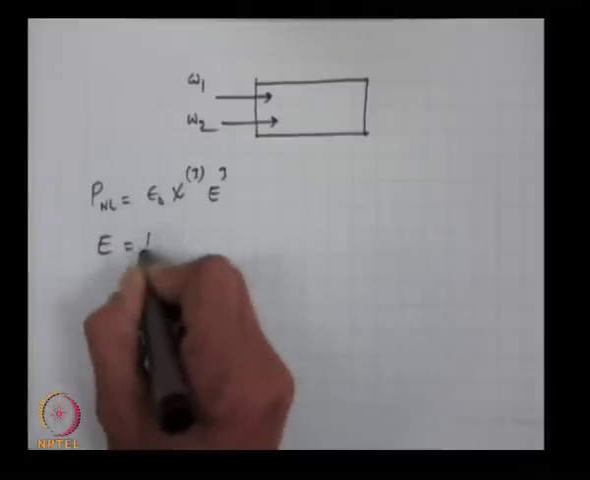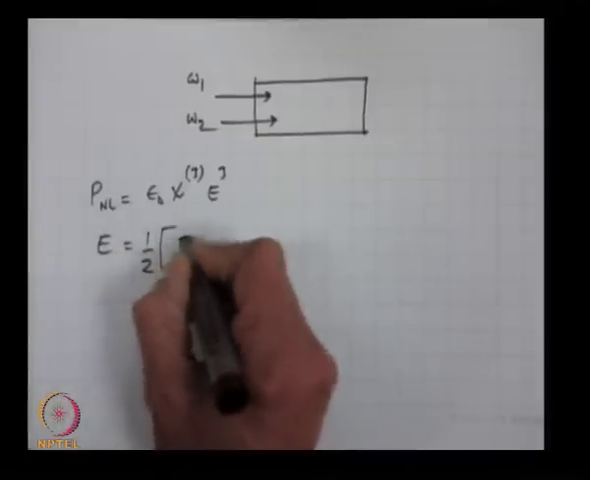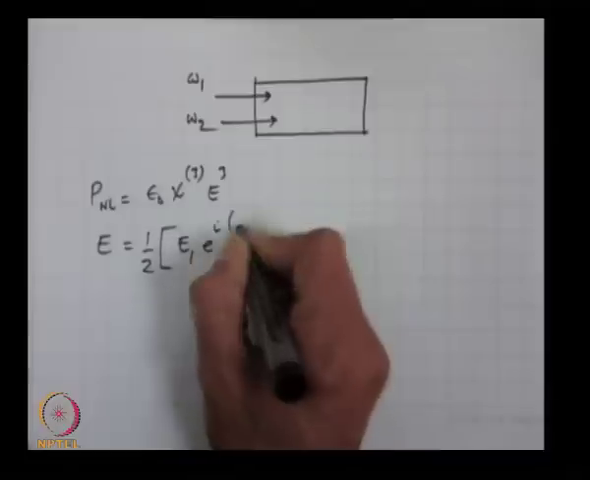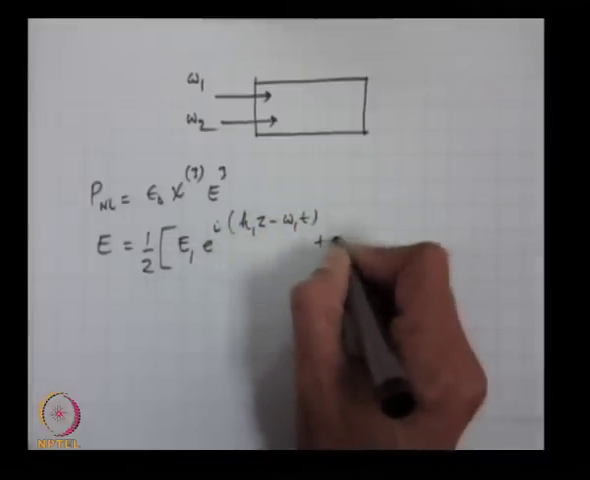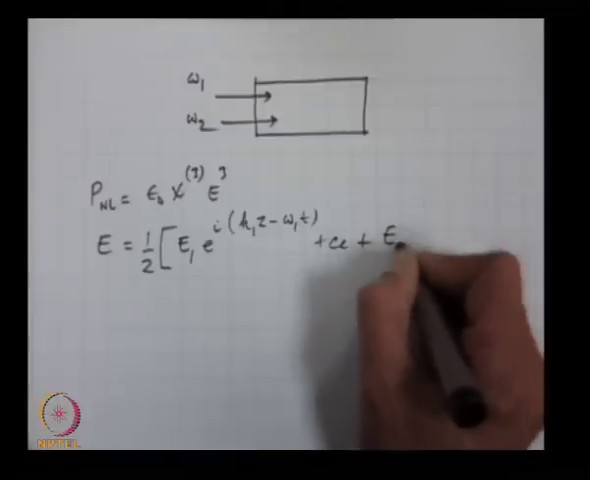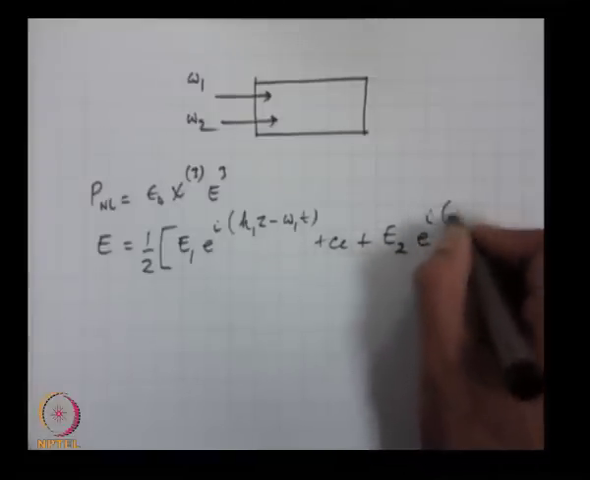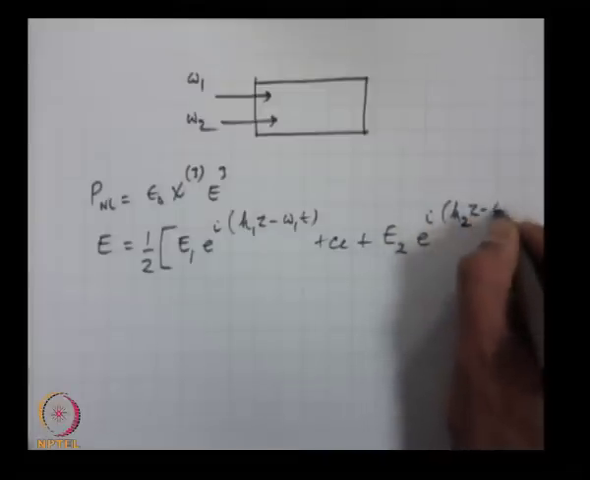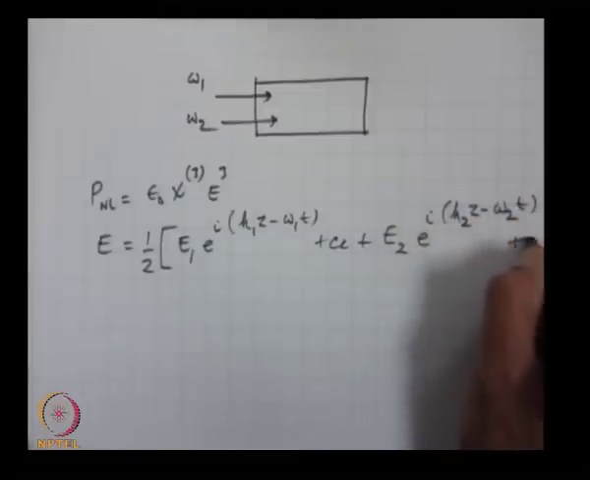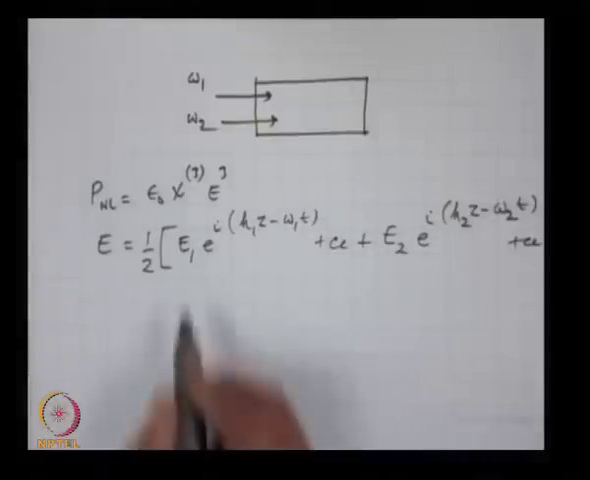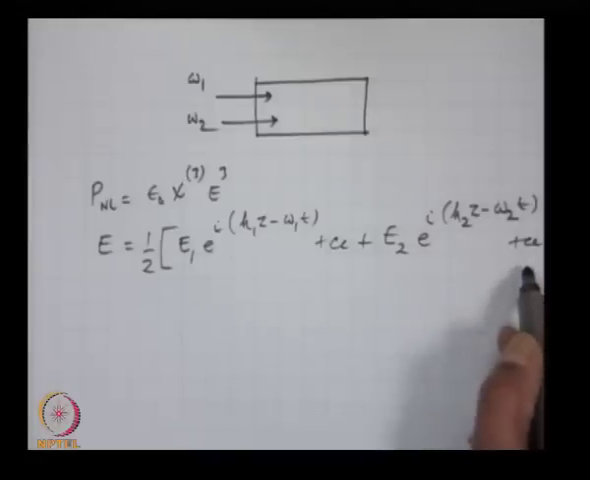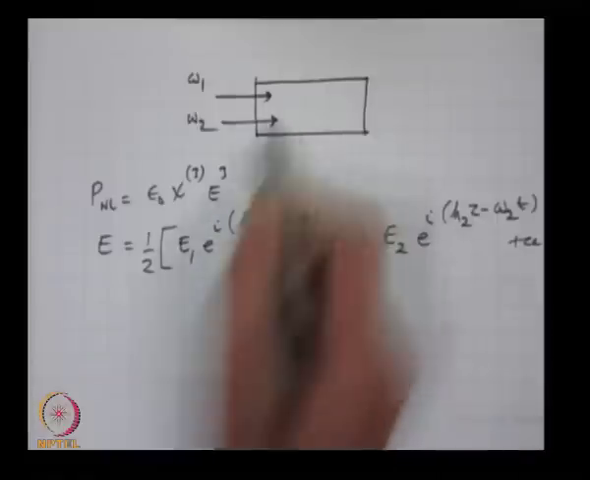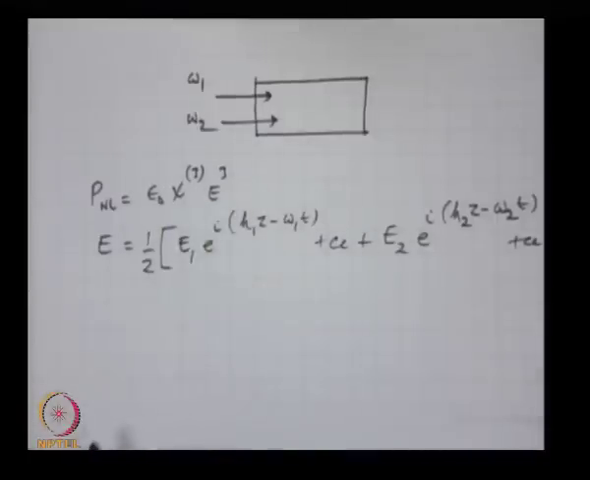E corresponds to now E1 e to the power i(k1z minus omega 1t) plus complex conjugate, plus E2 exponential i(k2z minus omega 2t) plus complex conjugate. This is the electric field of the omega 1 wave, and this is the electric field of the omega 2 wave. Now, can you tell me, if I substitute this into this equation, what are the terms I will generate?